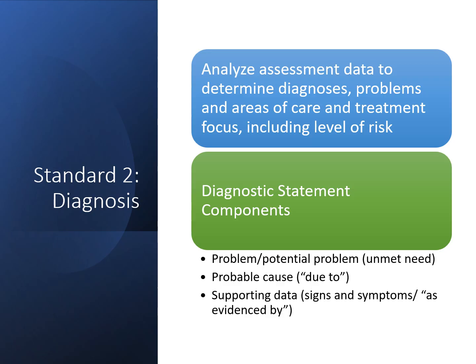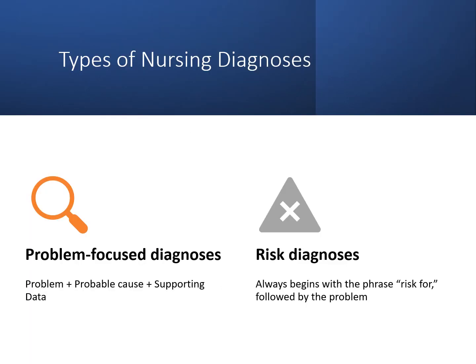You need supporting data like signs and symptoms, as evidenced by what the clients are exhibiting. We kind of talked about the client, Mr. R. We could have said impaired nutritional status as evidenced by, or related to, a client not eating or not wanting to eat, lack of appetite, or things like that. So for problem-focused diagnoses, you want to write the problem, you're going to write the probable cause, then most importantly, you're going to need supporting data.